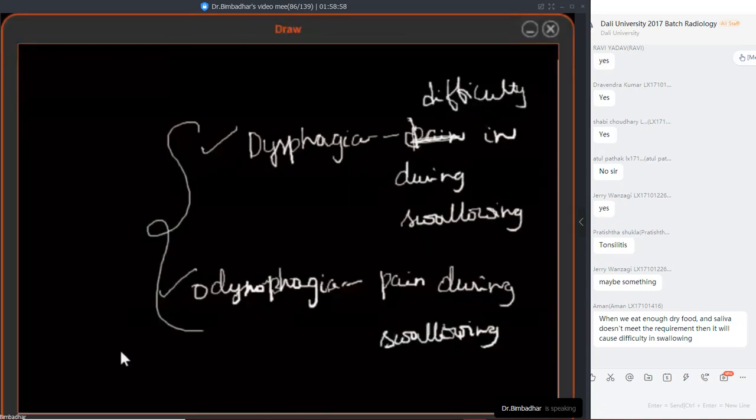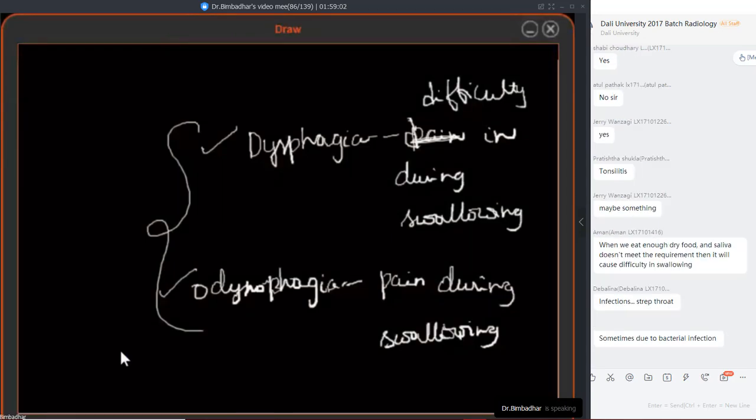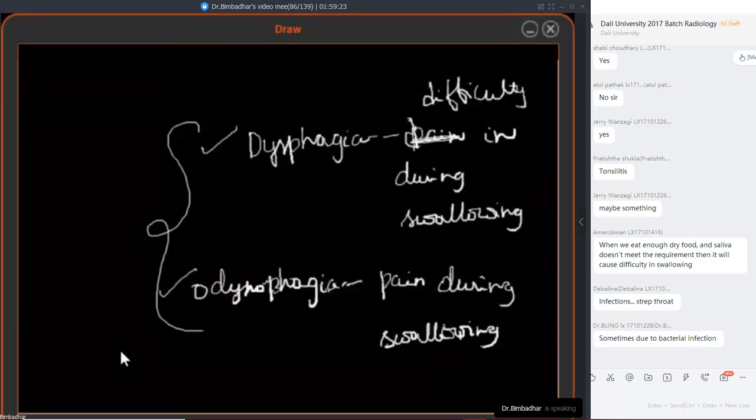There is difficulty when there is a dry mouth and not enough lubrication, or when the food bolus is much bigger, or sometimes bacterial infections. Yes, there are millions of reasons, but still we cannot point out that a problem is happening down in the esophagus. But if you want to define difficulty in swallowing, which is dysphagia, and pain during swallowing, which is odynophagia, we have to look for a very peculiar pattern inside the patient.